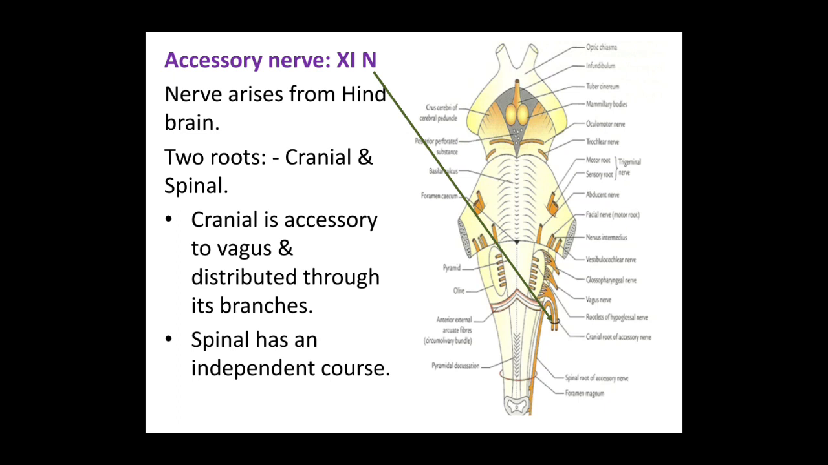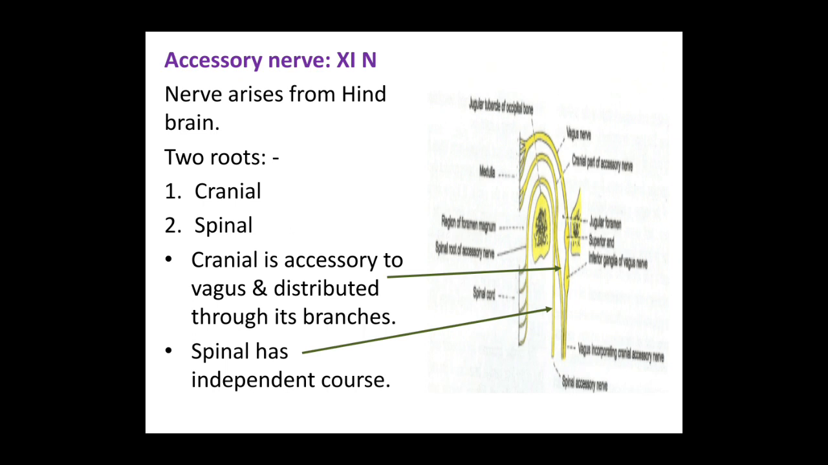This nerve arises from the hindbrain. It has two roots, the cranial component and the spinal component. The cranial is accessory to vagus and distributed through its branches, while the spinal has an independent course. Here you can see both the cranial component as well as the spinal component. The cranial component joins with the vagus and is distributed through its branches, while the spinal component has an independent course.